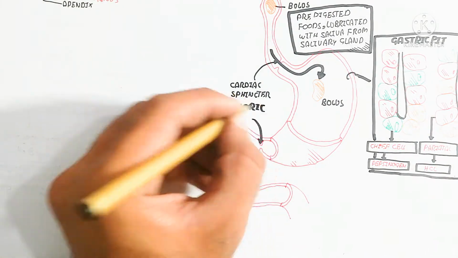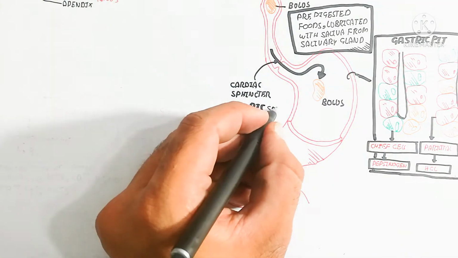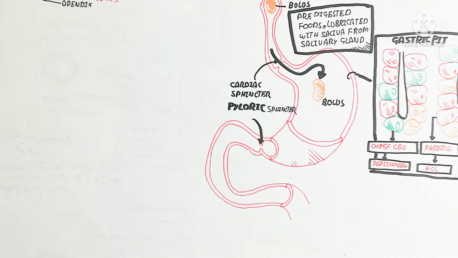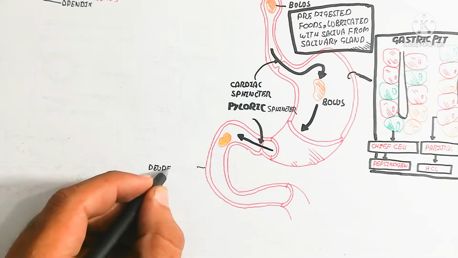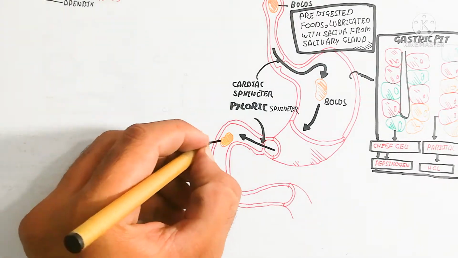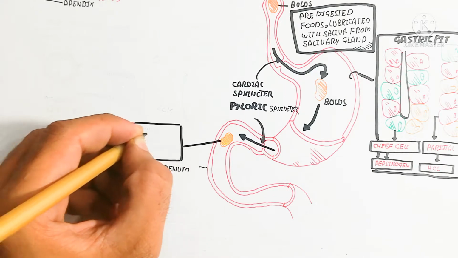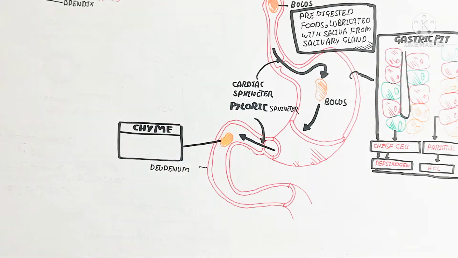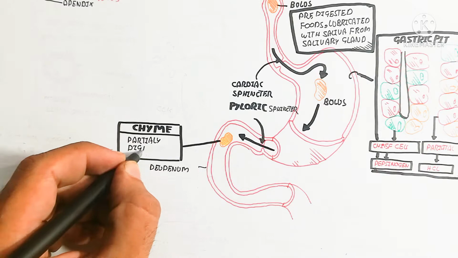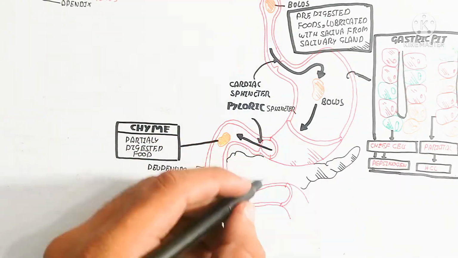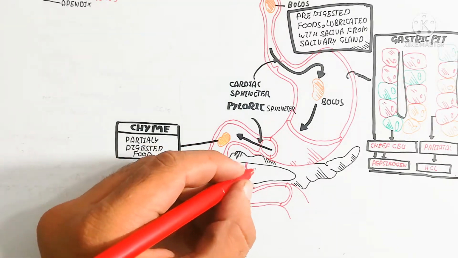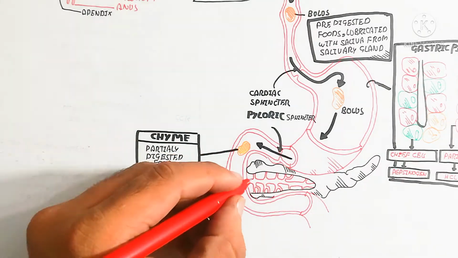When the pyloric sphincter opens again, the partially digested food moves into the duodenum, and the other food remains in the stomach for further digestion. In this way, you can see the duodenum and here is the chyme. Chyme is partially digested food which is laden with enzymes as well as acid for further digestion.